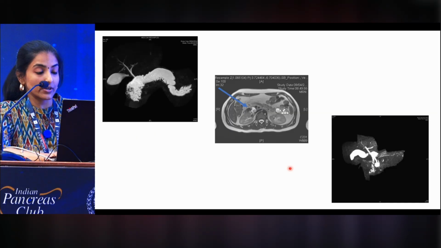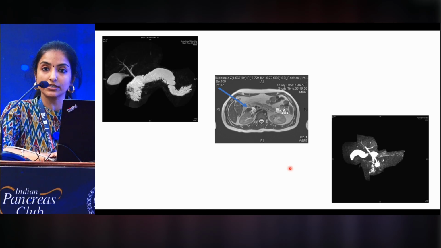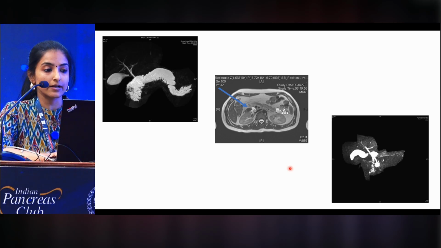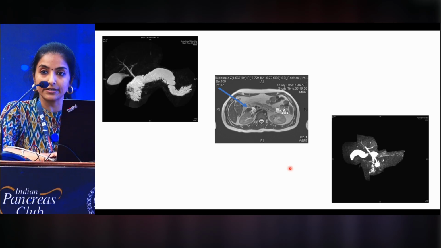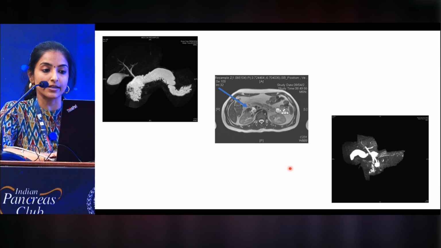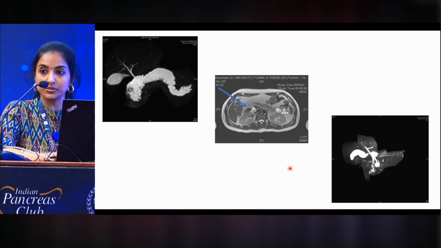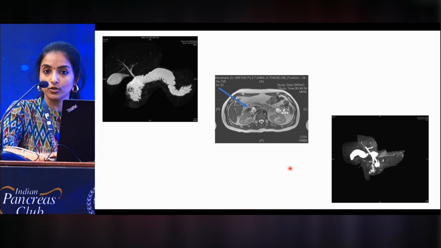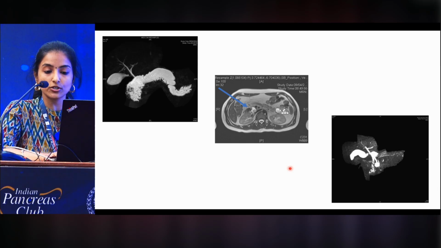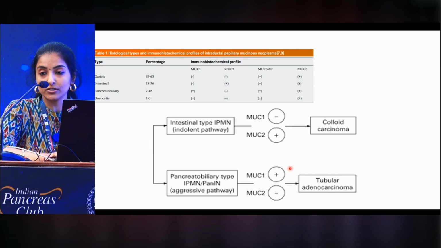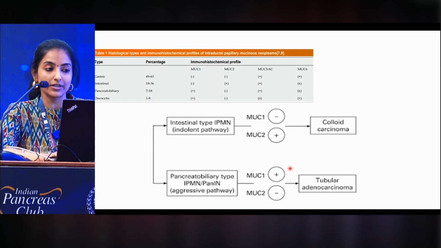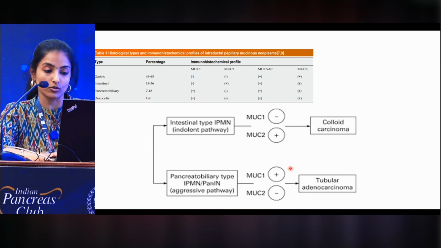Now this is a picture where on the top left you can see a grossly dilated main pancreatic duct, and apart from the T2 bright dilated duct you can see some T2 dark areas, also shown on the transverse imaging, which actually show the mural nodules. And the third image is one where there's a branch duct IPMN where you can see a normal looking main pancreatic duct. Now histopathologically there are four types: the gastric, intestinal, pancreatobiliary and the oncocytic.